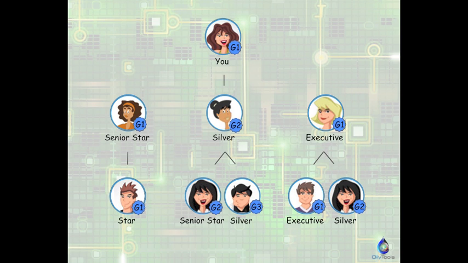We move over to the third downline where we have an executive, which is generation 1, which means the executive under them is also generation 1, and the silver under them starts a new generation, generation 2.